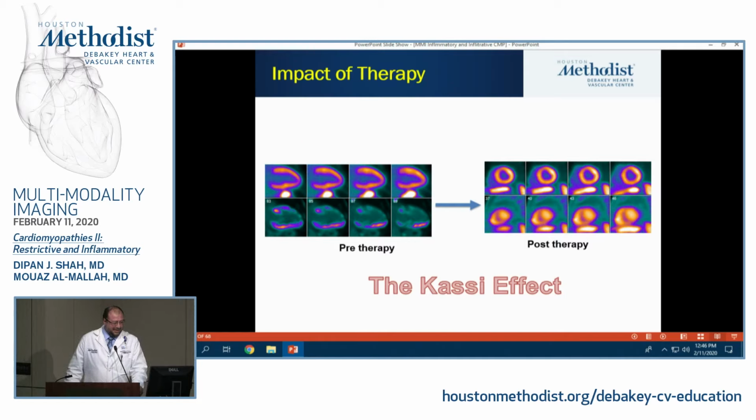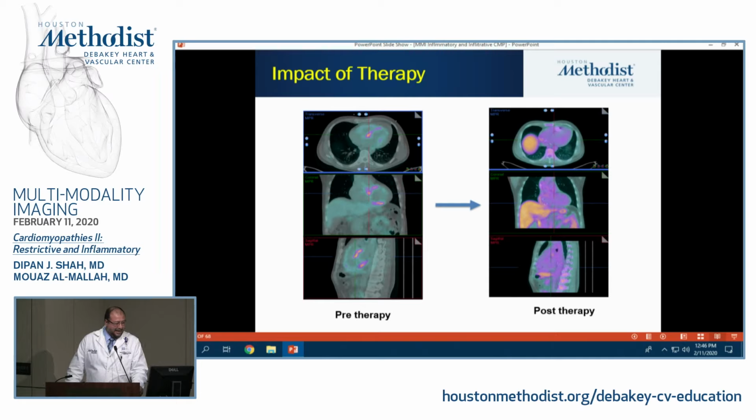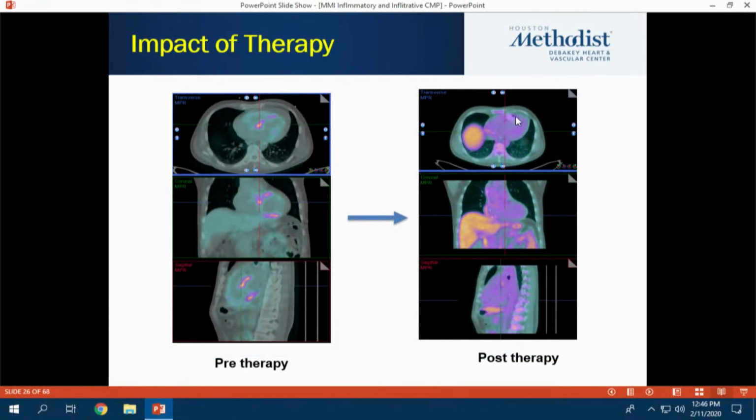All right. So you can see here, I can show you the impact of therapy in different ways. So here, like with fusion imaging, you can see the uptake in the walls. And now there is no uptake in the myocardium, just a blood pool effect where there is FDG. 3 months of high-dose steroids and CellCept.